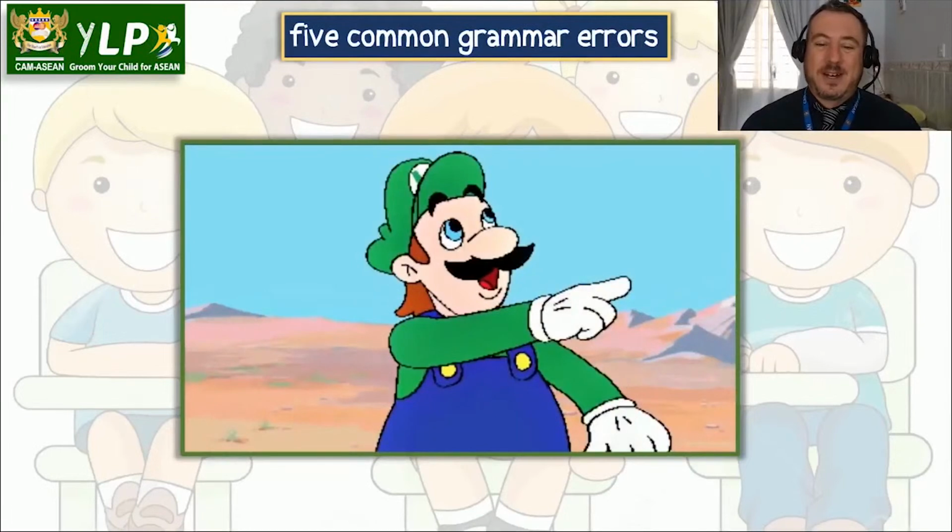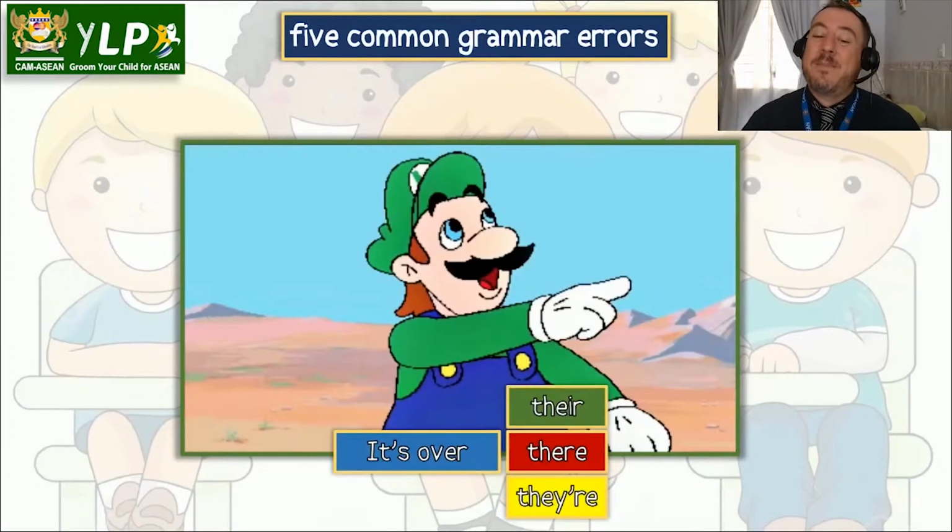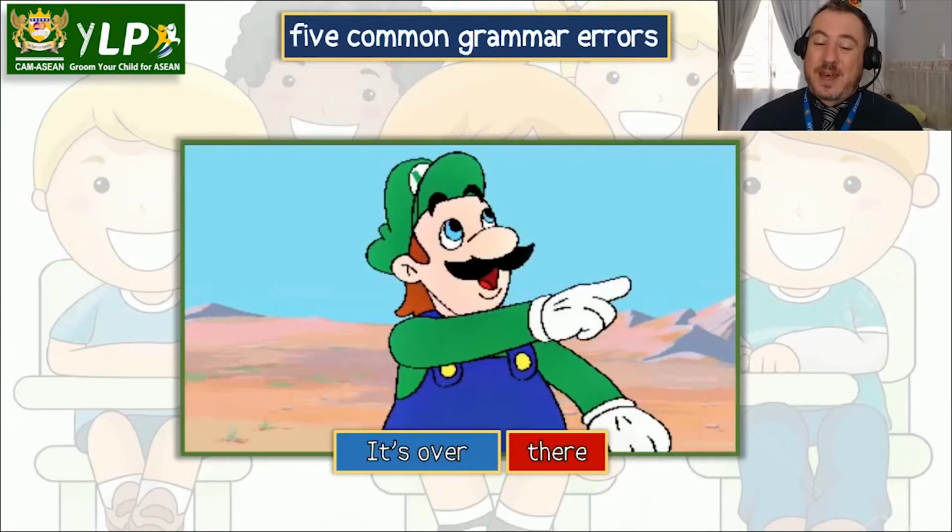What about this one? Does anyone know this character, this man? Some of you are probably too young. But he might be saying, it's over there. But does he mean the green there, the red there, or the yellow there? Well, it's not the green, because the green means it belongs to them. It's not the yellow there, because that means they are. It's over they are. That doesn't make any sense. And it's the red. So it must be the red. It's over there, meaning a place.